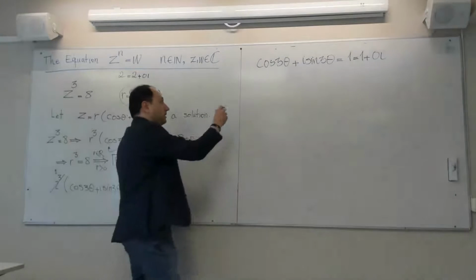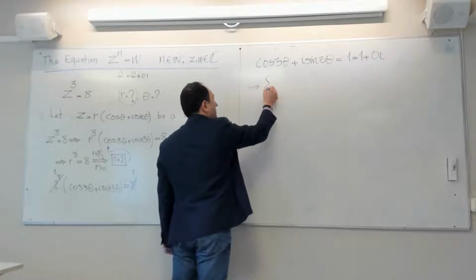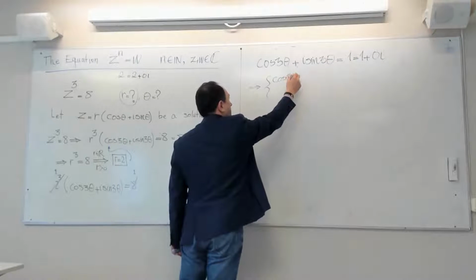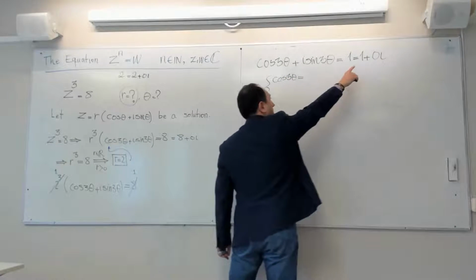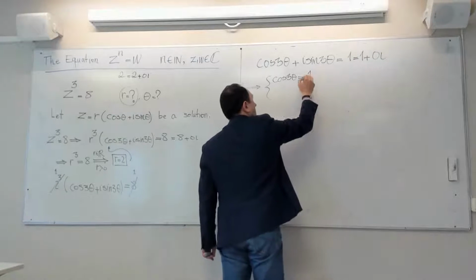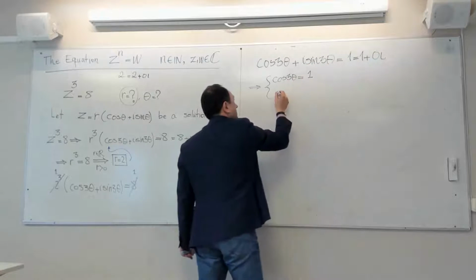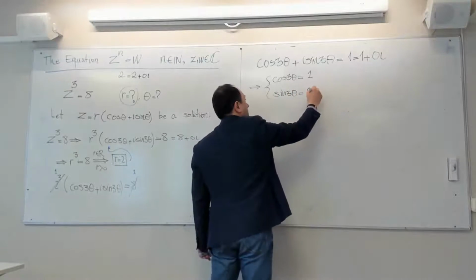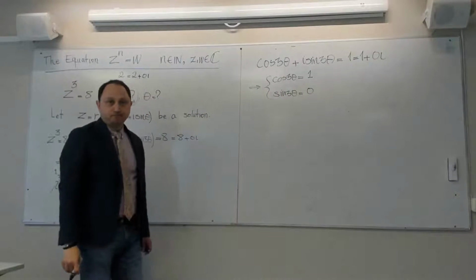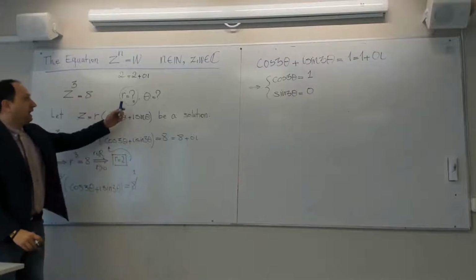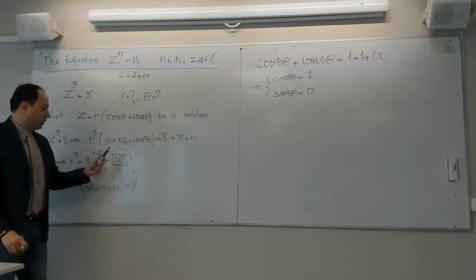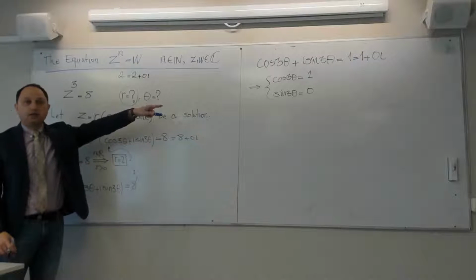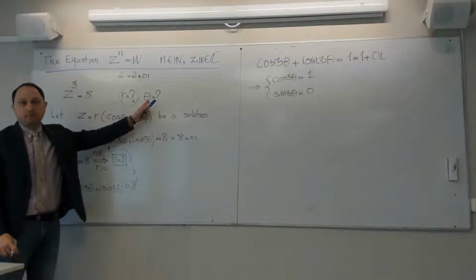So it means that I can conclude something about theta. The real part of the left-hand side, which is cosine 3 theta, should match with the real part of the right-hand side, which is 1, and the imaginary part of the left-hand side should match with the imaginary part of the right-hand side, which is 0. So you see, I have 2 question marks to answer. One of them I already answered. So I need to use these equations to find my theta.